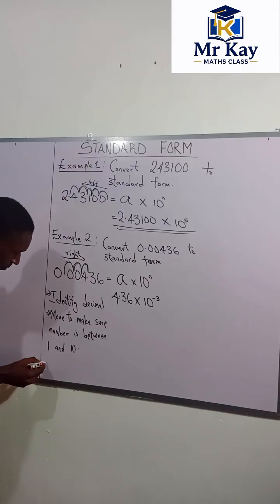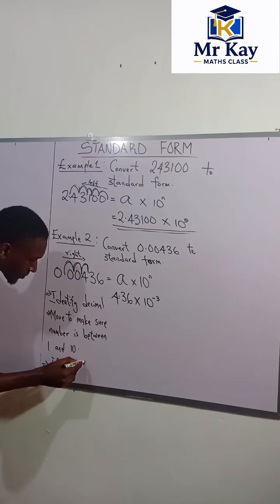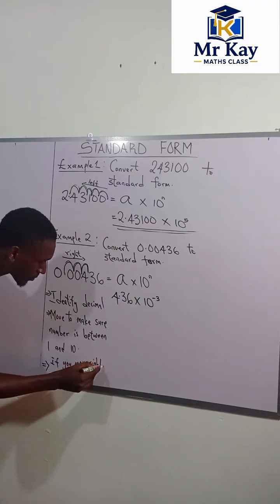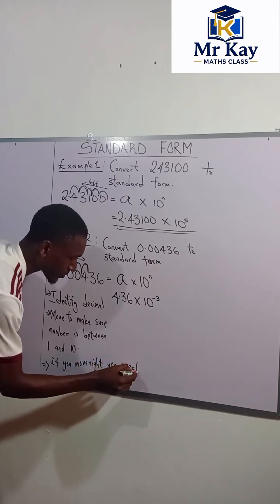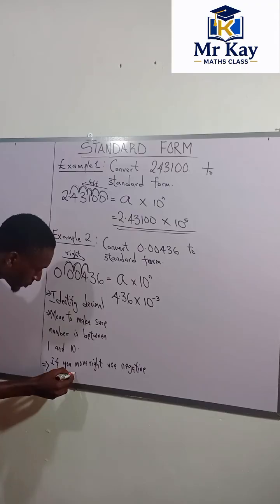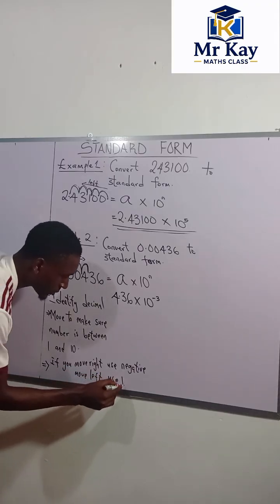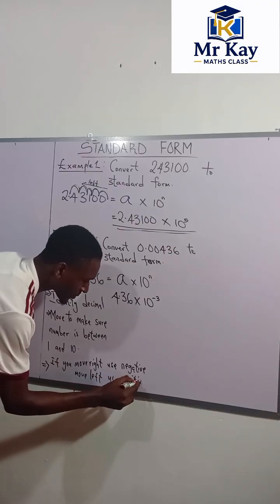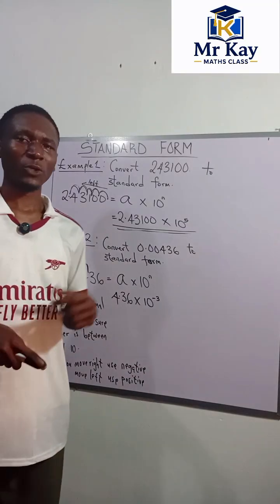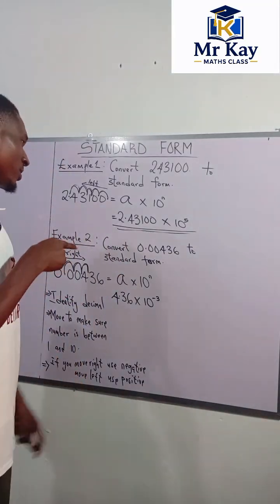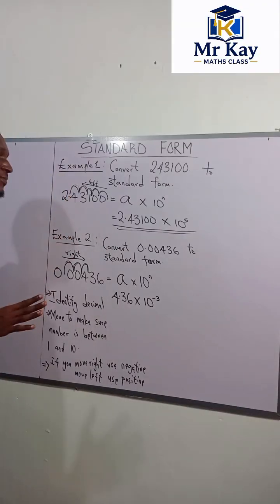And then the final one: if you move to the right, use negative, which is minus. And if you move to the left, then use positive, which is the normal number. So this video, you can actually watch it, rewatch it. If you are having challenges, you can feel free to ask questions on this. It is very simple if you follow the steps that you have been shown.